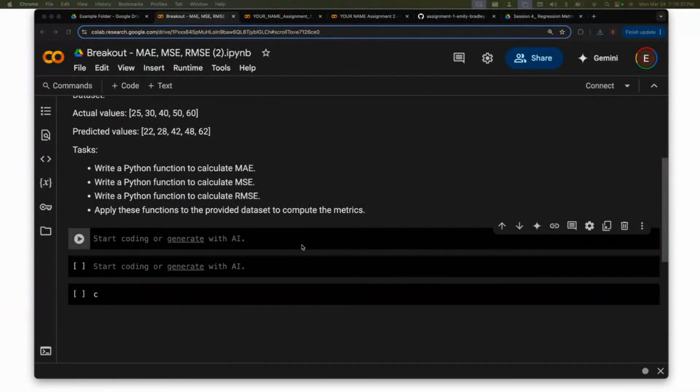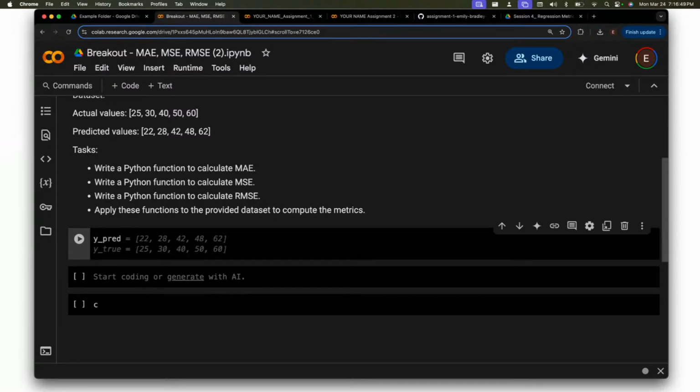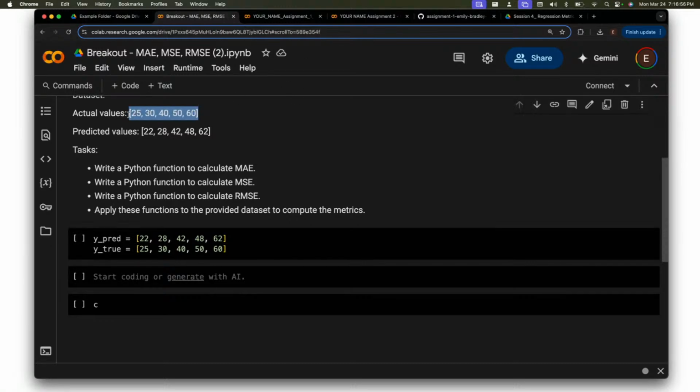Okay, let's write a function that calculates the mean absolute error. So we want to take y minus y hat. So let's make a y pred is equal to, that's fine, y pred and y true. Let me make sure these are not correct. There we go. Actual, oh wait, that is correct. 30, 40, 50, 60, 22, 28, 42, 48, 62. That looks good. Okay, so we have y pred and y true.